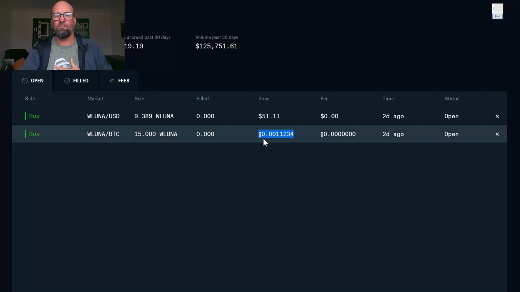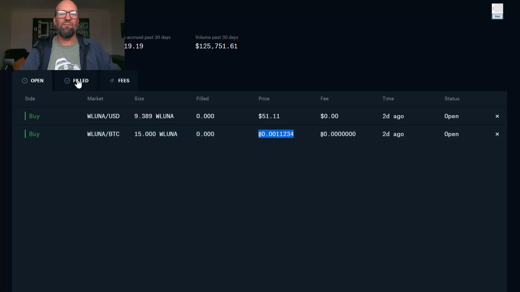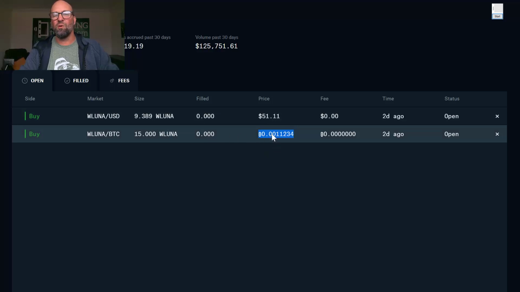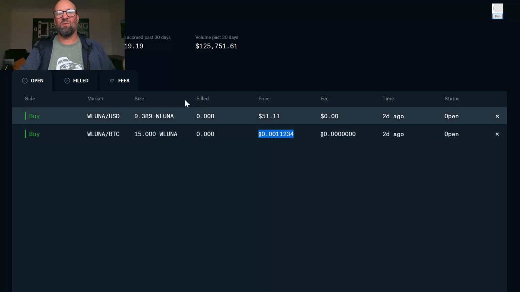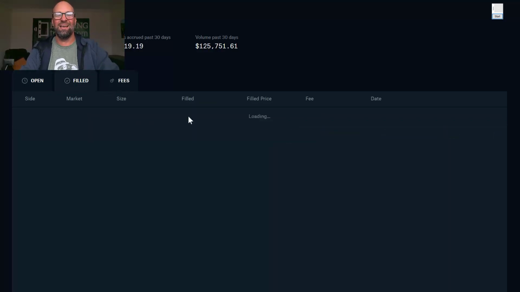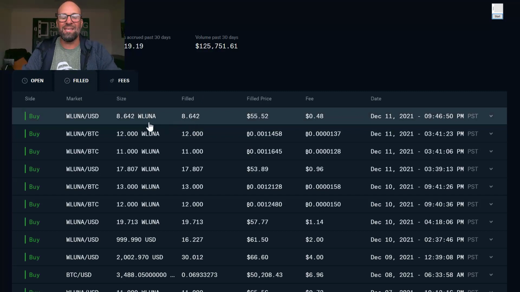So at any rate, I have that still open: if the ratio of Luna to Bitcoin lets me trade 0.0011234 Bitcoin for 1 Luna, I'll take it. Looking back at this, you can see most recently I had a $55 order filled at 8.